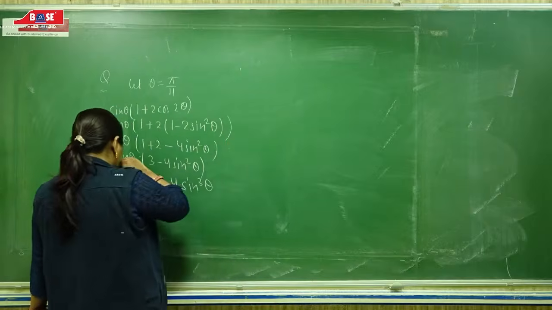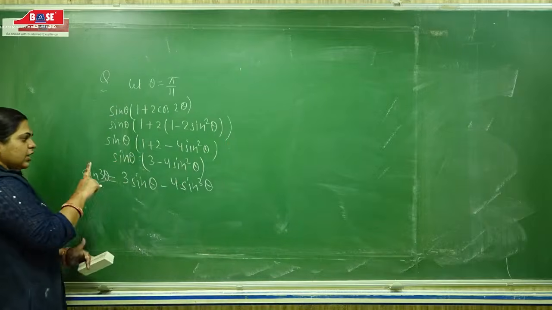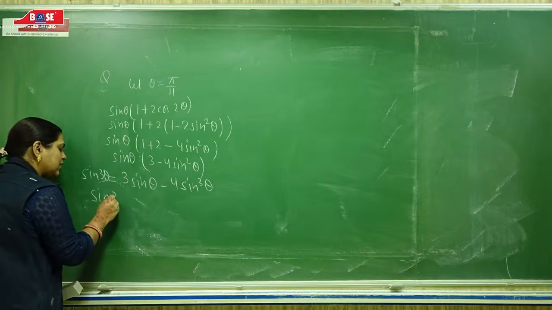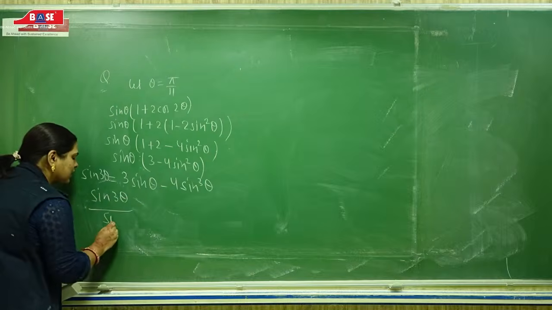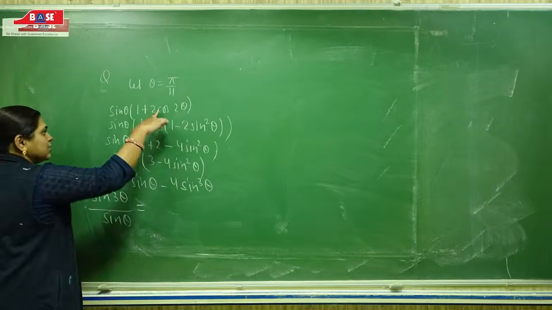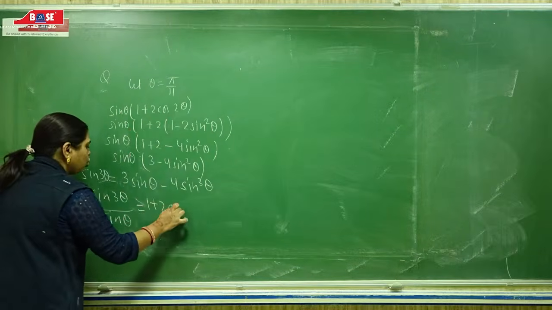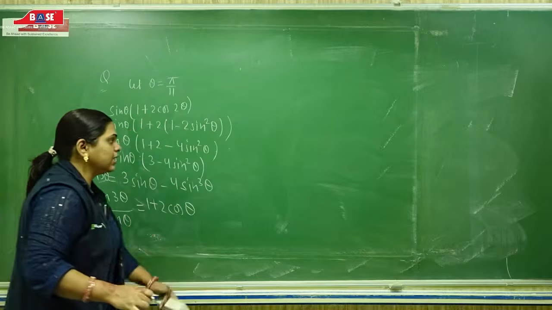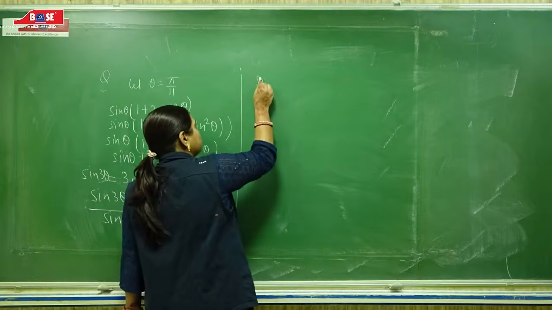So we got sine 3 theta basically. Now if you have observed, we got sine 3 theta upon sine theta as 1 plus 2 cos theta. Have you observed that? Now it is good for us.